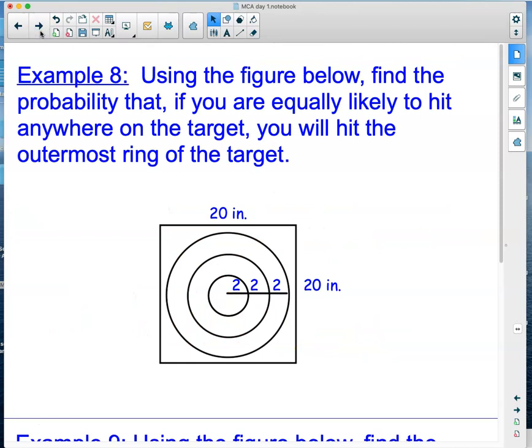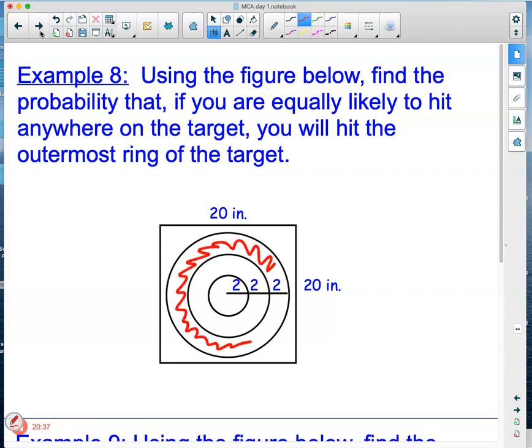Alrighty, example 8. Using the figure below, find the probability that if you are equally likely to hit anywhere on the target, you will hit the outermost ring of the target. So right here. Now you're going to notice that kind of looks like a donut, and donuts have holes in the middle. If we want to figure out the area, which is what this is based on, this would totally be about area because it's a two-dimensional dartboard. We'd have to figure out how to find the area of all this good stuff, and hopefully the first thing you do is say, well, I need the area of a circle.